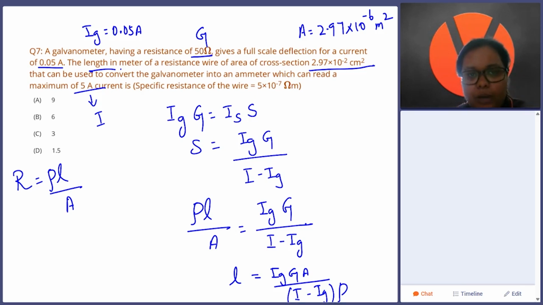So all are known values now. Ig value we know 0.05 ampere and G value we know 50 ohm, and area we converted into meter square, and again I value total current is 5 ampere, and then specific resistance, resistivity has been mentioned, so we can substitute this. So after the calculation what we are getting here is 3 meter.